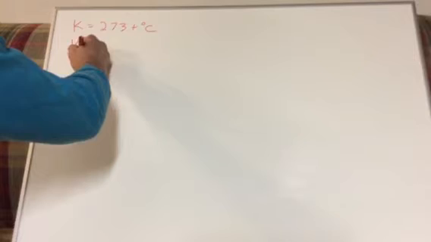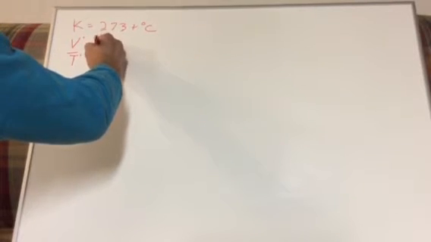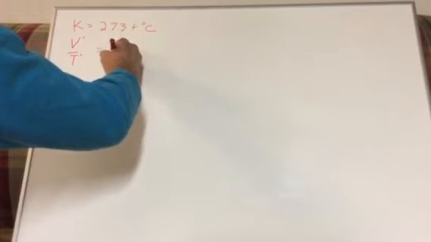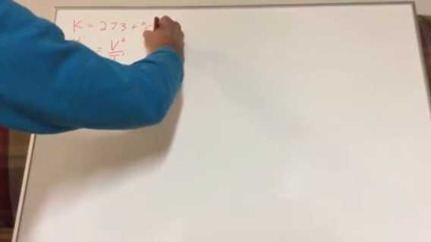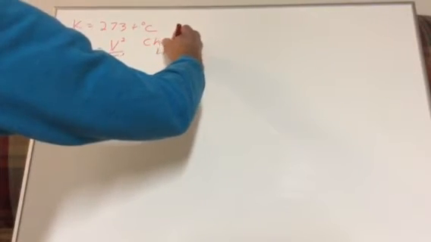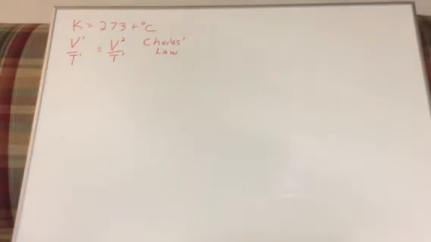This is hard for me. I'm used to being the prime, but we'll say V1 over T1 equals V2 over T2. And again, this is Charles' law. An example of that, I'm just using the first problem on your worksheet. It says an unknown gas has a volume of 120 milliliters at 313 K. What is the volume at 283 K?